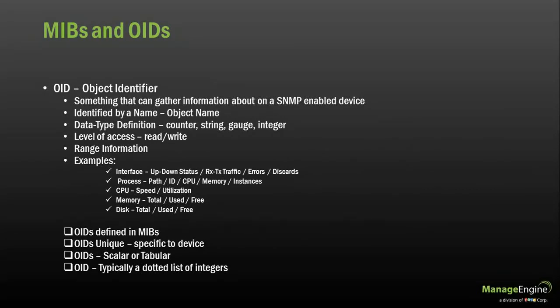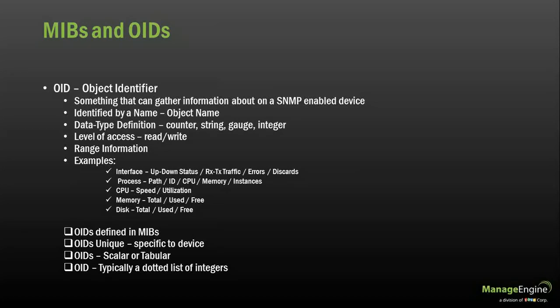Each OID has a data type. It can be a counter value or a string or an integer or a gauge. The level of access on each OID is read-write. It can also provide a range of information. Quite a few examples have been listed on the slide here.